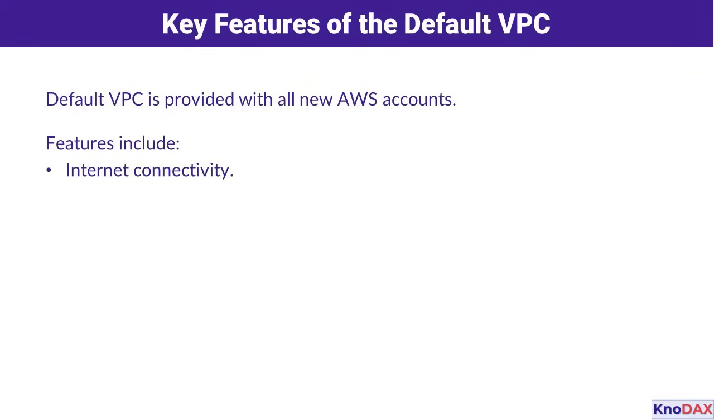Let's explore the key features of the default VPC, a ready-to-use network environment provided by AWS for every new account. First, internet connectivity. The default VPC comes pre-configured with an internet gateway, enabling all resources and public subnets to connect to the internet. Second, public IPv4 addresses. Any EC2 instances you launch within the default VPC are automatically assigned public IPv4 addresses, allowing direct internet access.